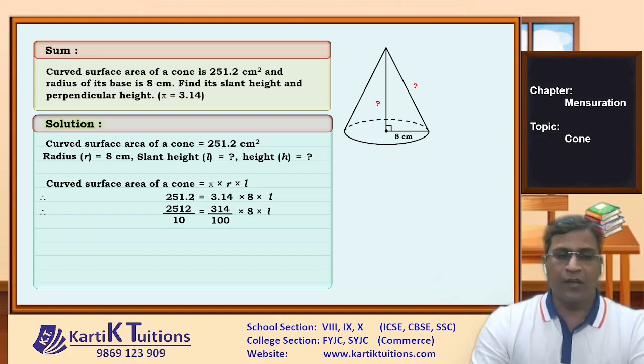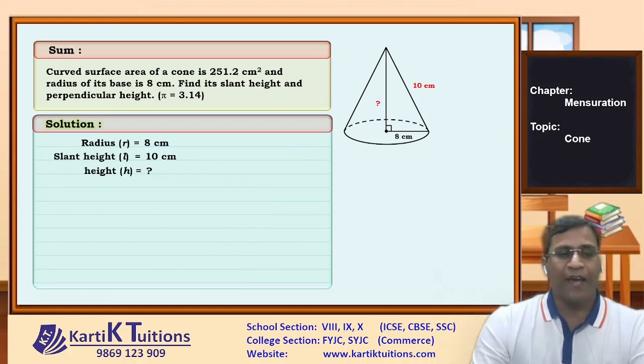Now L on one side, everything else on the other. So here we get 2512 into 100 upon 10 into 314 into 8 is equals to L. Now 10 ones are 10, 10 tens are 100. One thing is simplified. Now here 2 fours are 8, and 2 1 2 5 6 gives us 2512. Again we can reduce this. We can divide this directly by 4. It will give us 314. Now 314 gets cancelled. So basically L becomes 10 centimeter. So we have got the slant height as 10 centimeter.